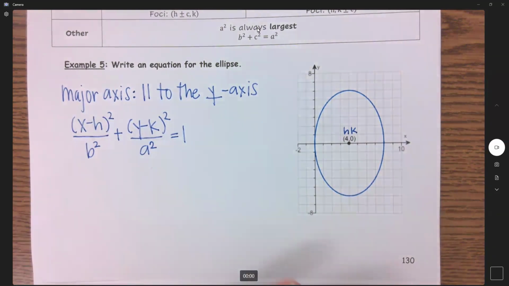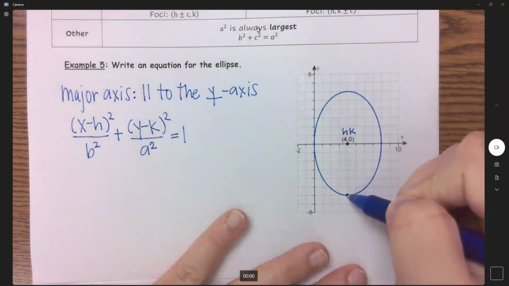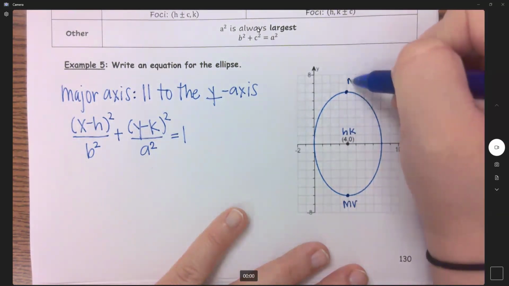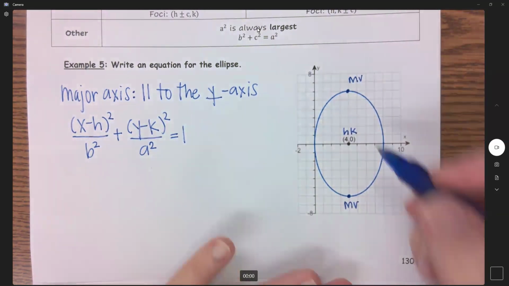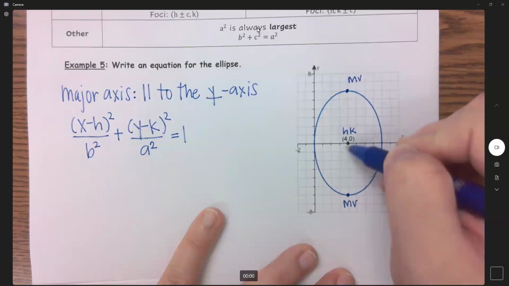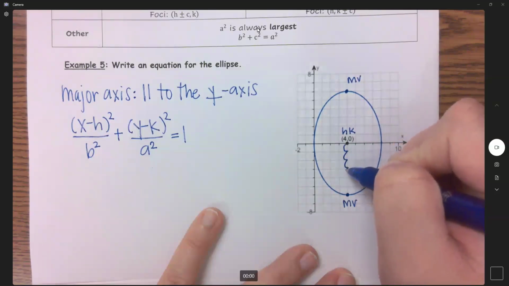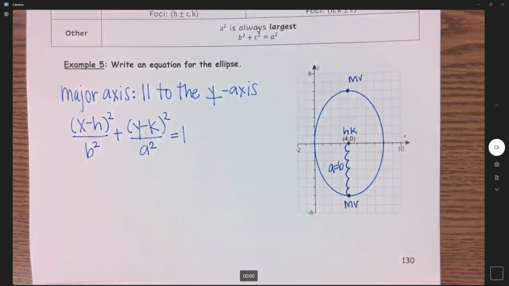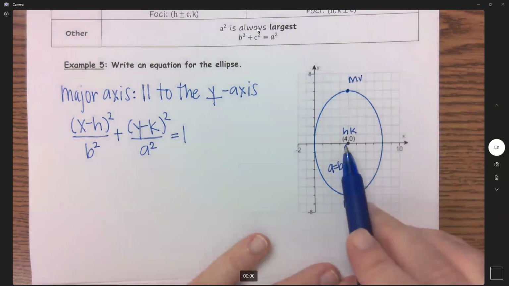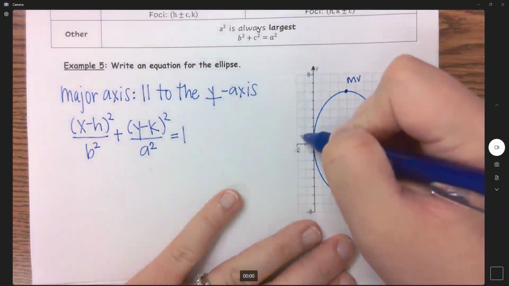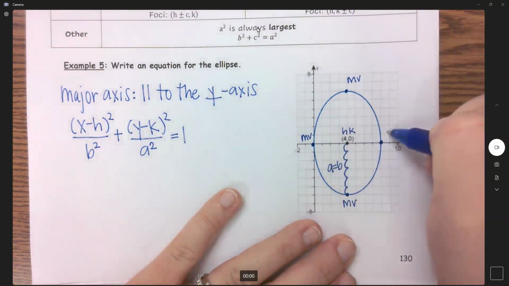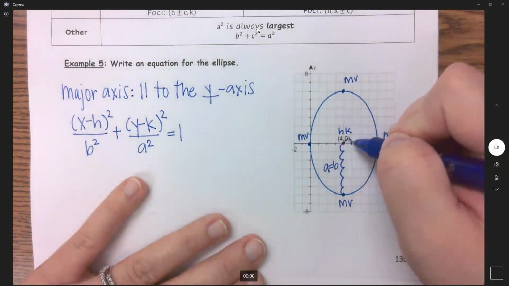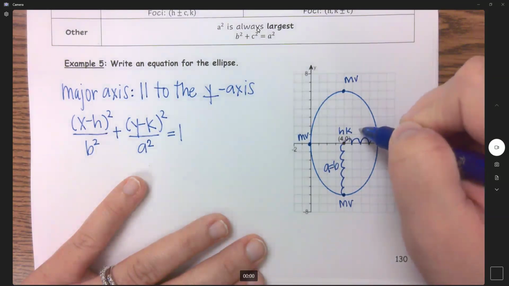My a is the larger number, so I want to go from here to this major vertex, or from here up here to this major vertex. So I don't go over on my own writing in that point, I'm going to go down. So I'm going to go 1, 2, 3, 4, 5, 6. So here a equals 6. And now I want to go over here to my minor vertex, or over here to this minor vertex for my b. So we go 1, 2, 3, 4.